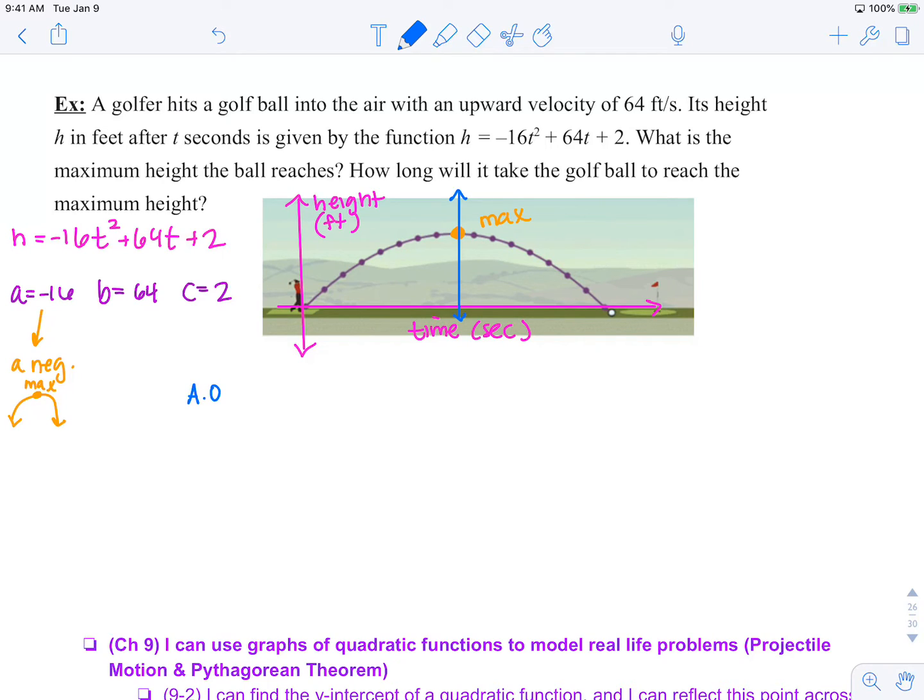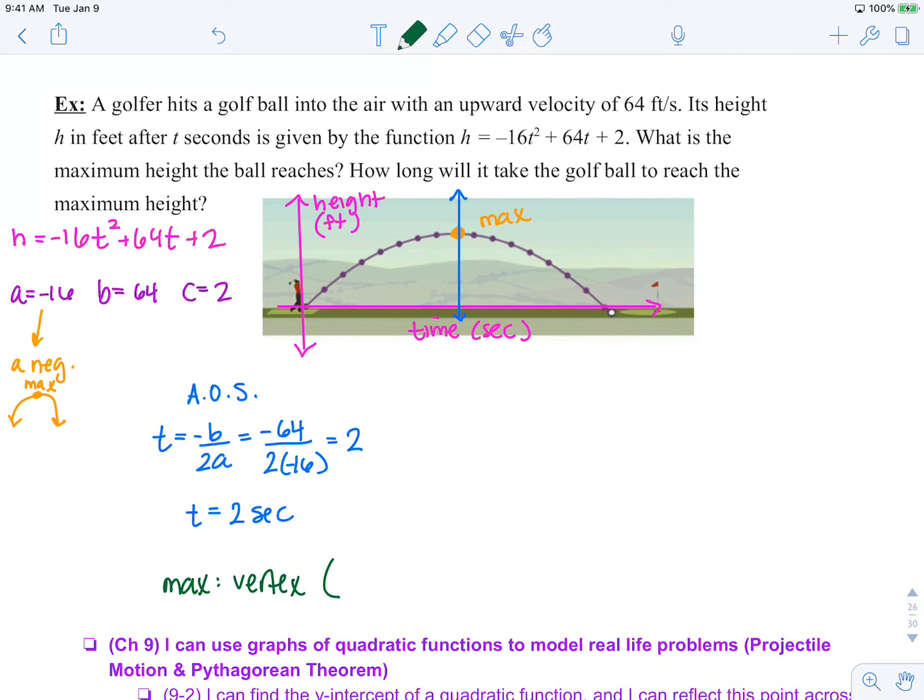So the axis of symmetry, in this instance, we're not looking for x, we're looking for t equals negative b over 2a. So that's going to be negative 64 over 2 times negative 16, which is negative 64 divided by negative 32, which is 2. So we know at t equals 2 seconds, that is going to be when our ball hits its maximum. So the maximum is going to happen at the vertex.